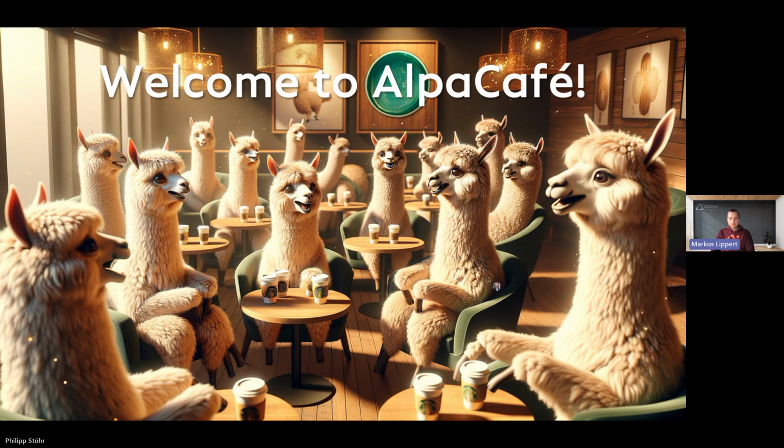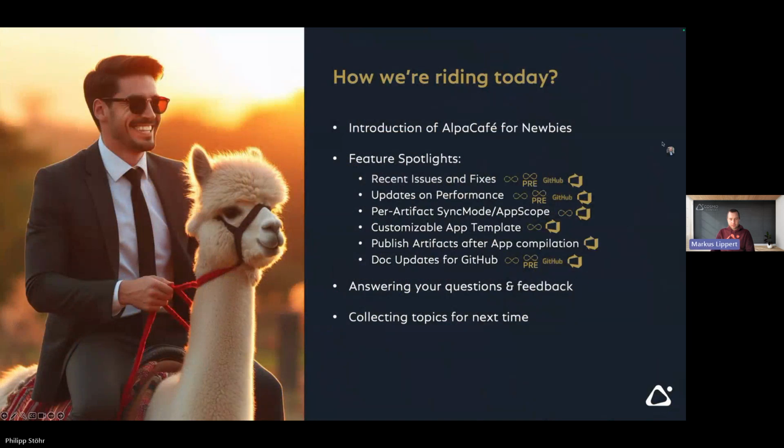We again have some interesting topics today. So we will start again with the recent issues and then have some updates on the performance. We have a new feature to specify the SyncMode and AppScope for the artifacts. We also have a feature to customize the app templates, which we will show you. And at the end, we will show you how you can publish artifacts after the compilation happened. And I will give you some updates on the documentation, especially for GitHub.